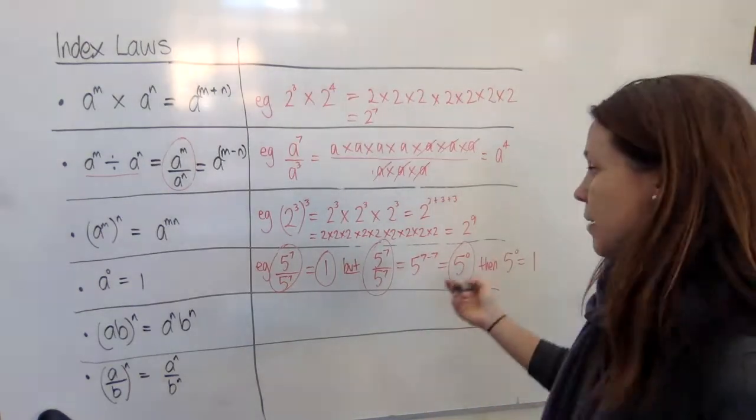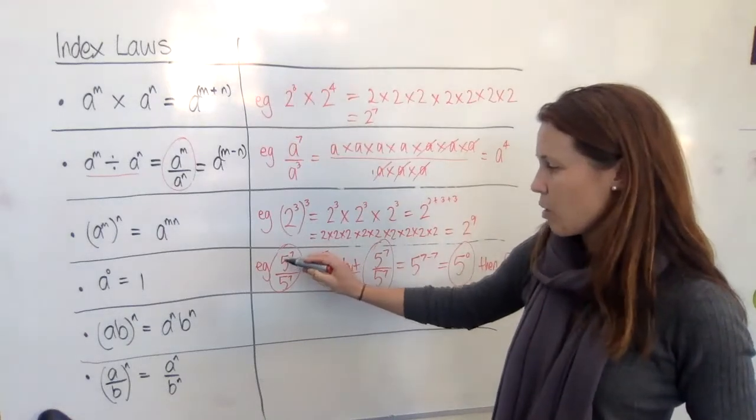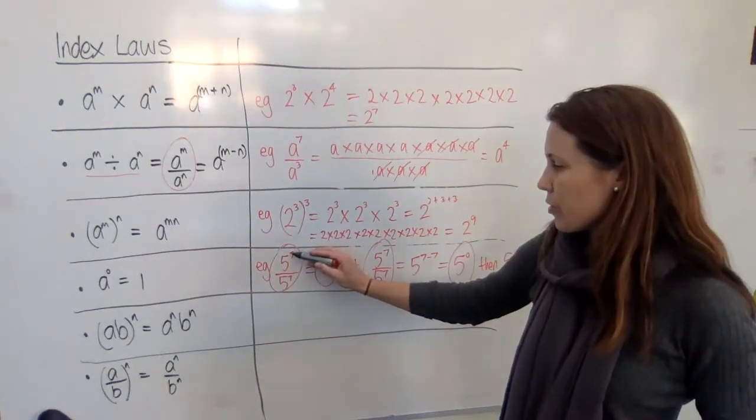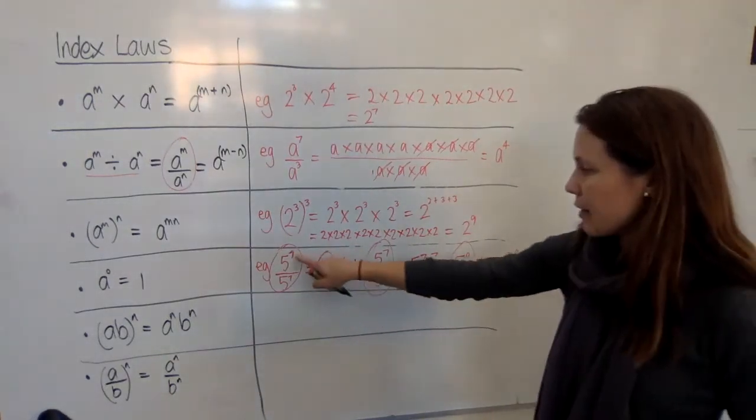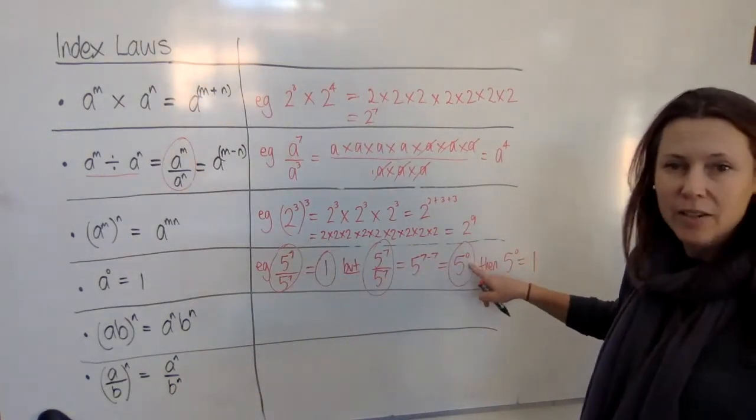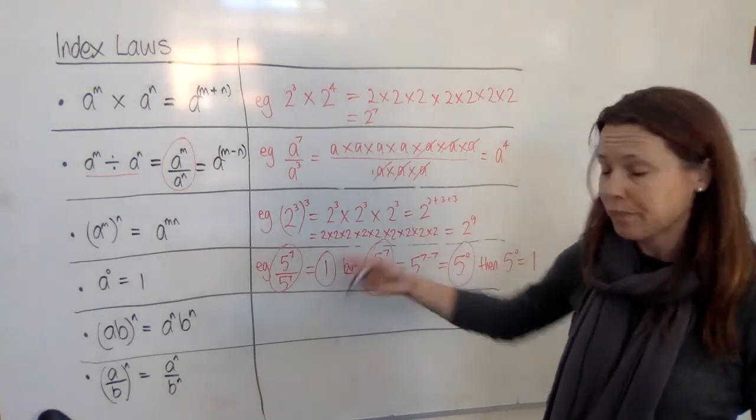Now we can do this example with anything. It wouldn't matter what we used as the base and what number we used as the exponent or index number, because you're always going to get itself minus itself. You're always going to get 0, aren't you? And you're also going to get 1.